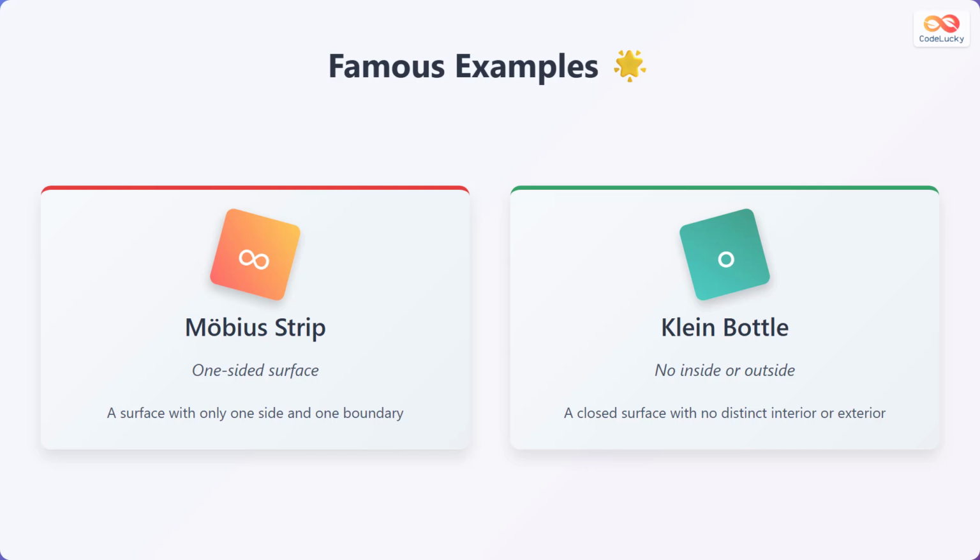Let's explore some famous examples in topology. First, we have the Möbius strip. It is a one-sided surface. Imagine taking a strip of paper, giving it a half twist, and then taping the ends together. You'll create a surface with only one side and one continuous boundary. Next, we have the Klein bottle. It has no inside or outside. It's a closed surface where the inside and outside are the same. If you were inside it, you could move around endlessly without ever crossing a boundary.